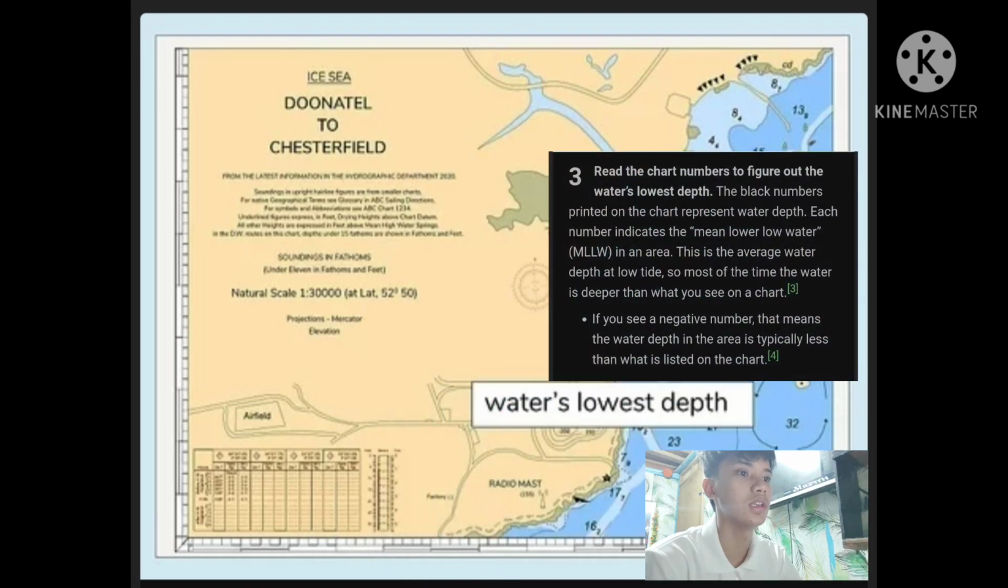The next one is to read the chart number to figure out the water's lowest depth. The black numbers printed on the chart represent water depth. Each number indicates the mean lower low water, or MLLW. In an area, this is the average water depth at low tide, so most of the time the water is deeper than what you see on the chart. If you see a negative number, that means the water depth in the area is typically less than what is listed on the chart.